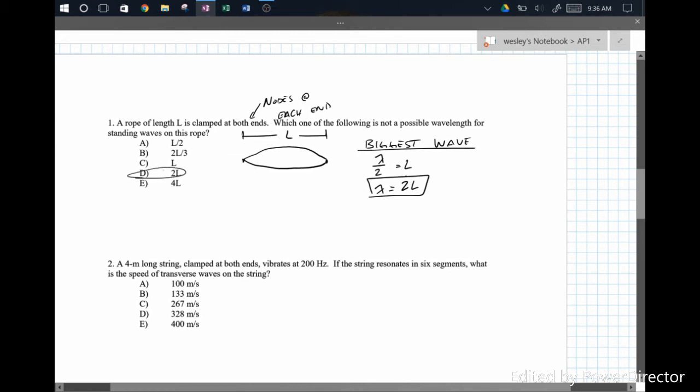So lambda is 2L. That's my biggest wave. So I can get 2L. L would be the next one. This would be the next one. This would be the next one. All of those are possible. 4L is not. That's too big. I will never have a wavelength that's 4 times that length.